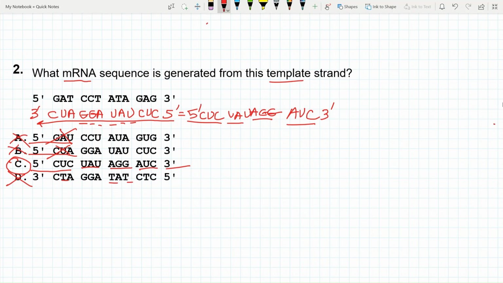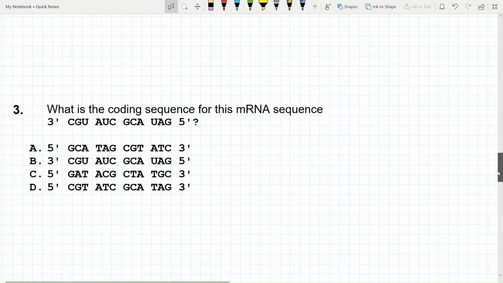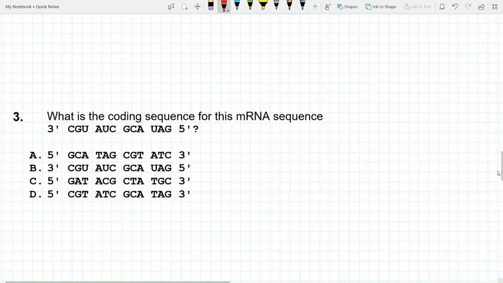Let's move on to our last question. What is the coding sequence for this mRNA sequence? All right, so we can go ahead and write down our acronym: coding, template, mRNA, tRNA, catchy, trendy, music, time. That's the order that you want to put it.